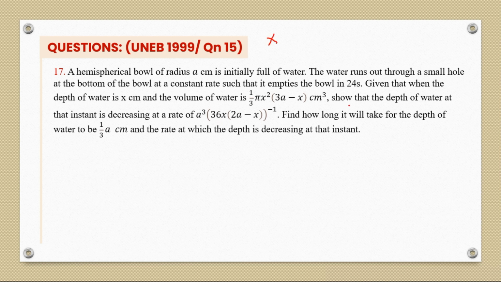So let me first show you something. We're told to show that the depth of the water at that instant is decreasing at a rate of that. So we expect the value of dx/dt. So we have proved that dx/dt should be equal to a cubed, because dx represents the height of the water, over 36x into (2a minus x). So that's going to be very important.